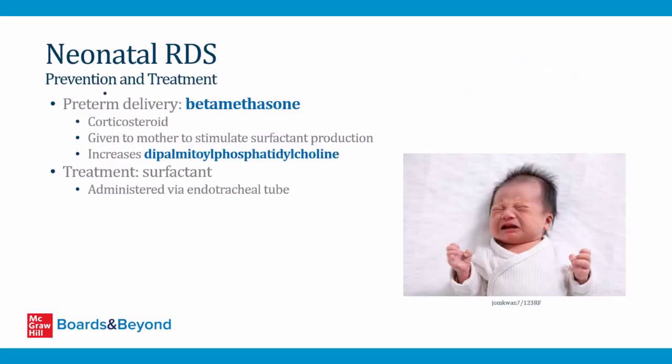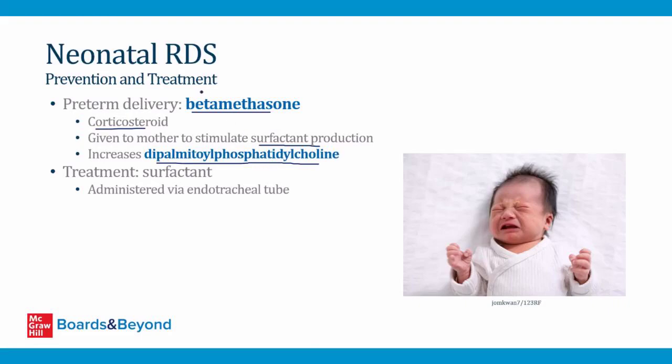If a mother goes into labor and we know that the baby is going to be born prematurely, we can administer betamethasone to the mother prior to delivery. Betamethasone is a corticosteroid, and it will stimulate surfactant production in the baby. It increases the amount of that component of surfactant, dipalmitoyl phosphatidylcholine.